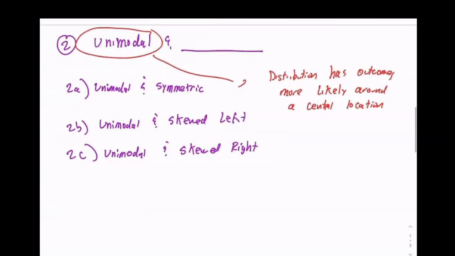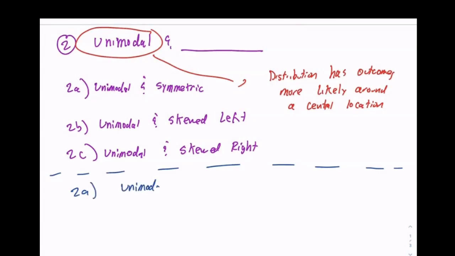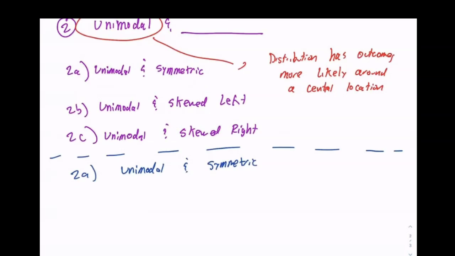Okay? 2A. Let's talk about unimodal and symmetric. This is our most important one out of all of them, okay? This is the one that happens most often, and we're going to do a lot of statistics on unimodal and symmetric. Unimodal and symmetric usually occurs naturally with a central average population.